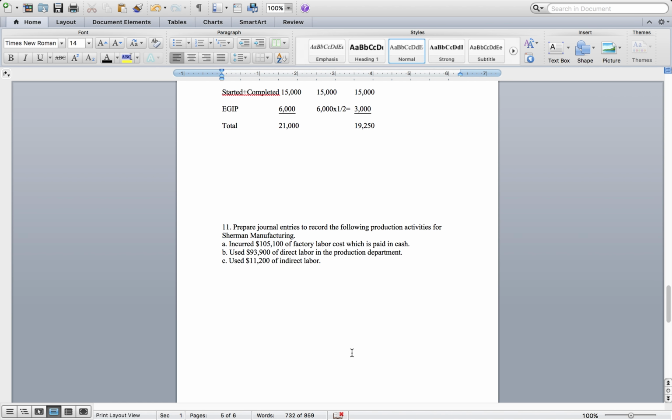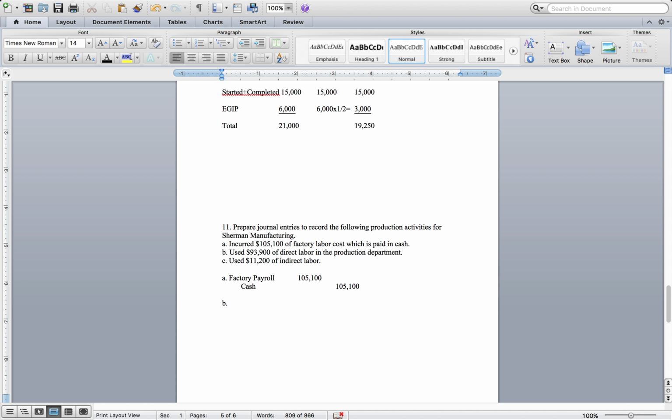Continue on now. Okay, number 11 says here, time to do some journal entries. Back to debits and credits. Okay, got the first one. First one says here, you incurred $105,000 of factory labor costs, which is paid in cash. Well, so we're going to debit factory payroll for $105,100. And then you want to credit cash because since you're paying cash out, cash is decreasing. Cash decreases with a credit, so that'd be $105,100.